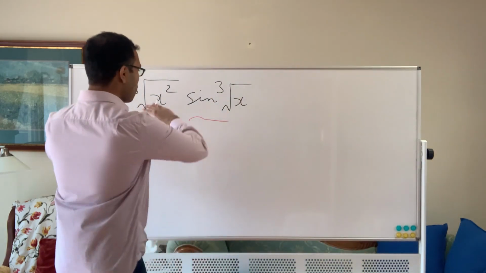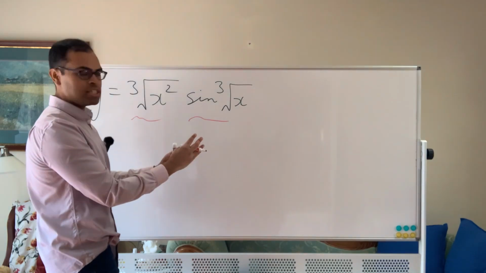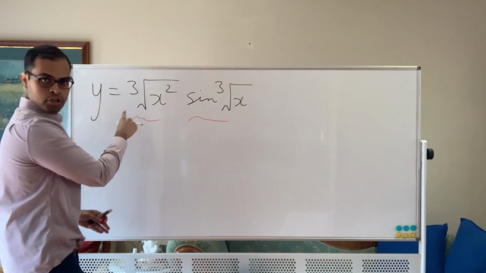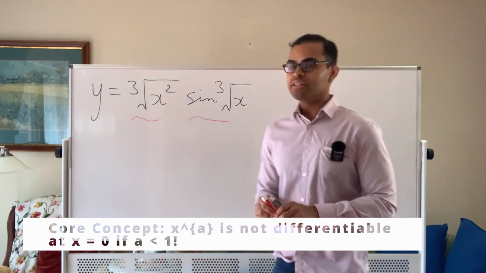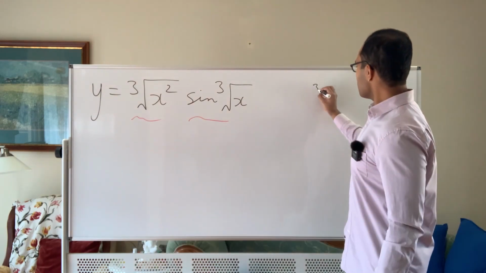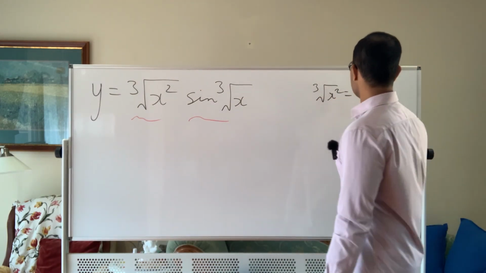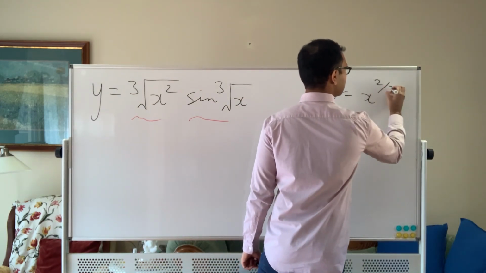So first of all, why is this function a product of two functions that are not differentiable at 0? So cube root of x squared is not differentiable at 0. Why is that? Because the cube root of x squared is equal to x to the power 2/3, right?